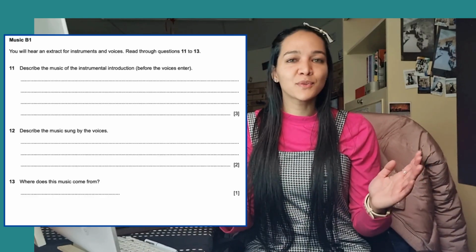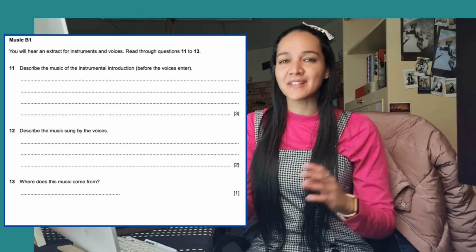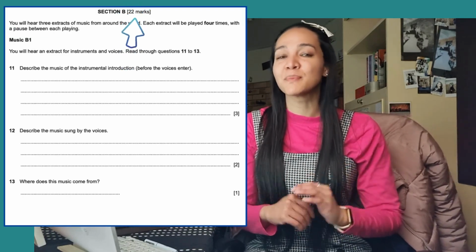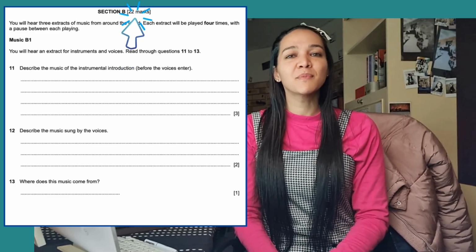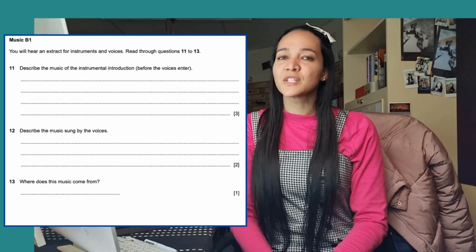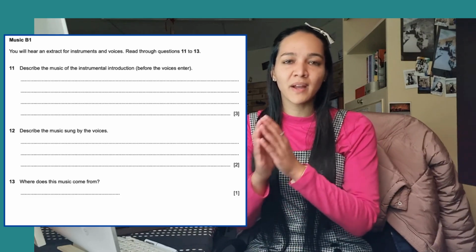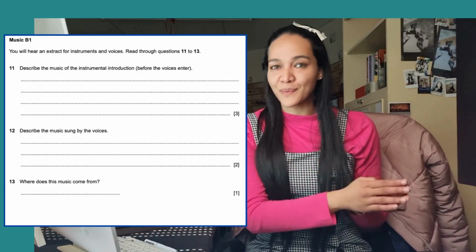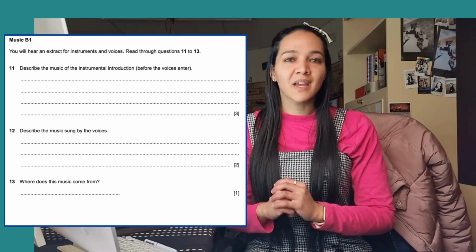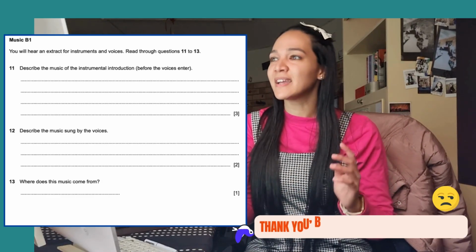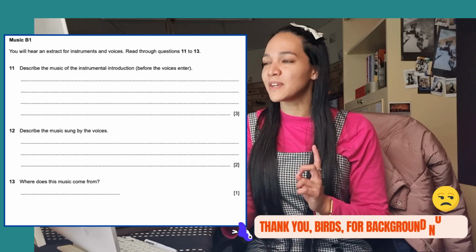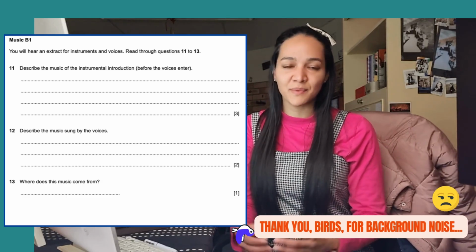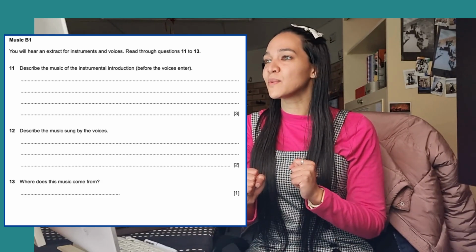But today we are just deep diving into section B1 of this past paper, and you will see 3 short questions. So section B, you'll see as a whole we have 22 marks, but in subsection B1 we only have 6 marks on which to answer. So of course in section B you will have B1, B2, B3. So general world music, and then your world focus, which of course counts a little bit more. But we are dealing with general world music today. It says here, music B1, you will hear an extract for instruments and voices, so we know what's about to hit us. Then we are going to read through our questions.